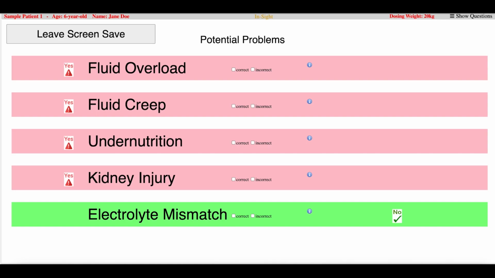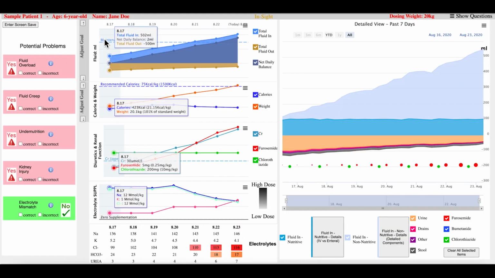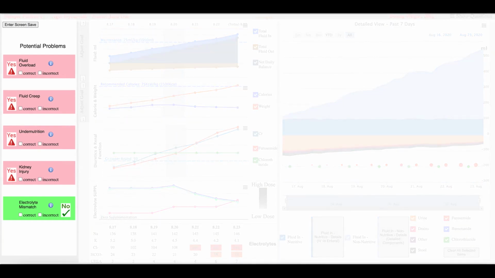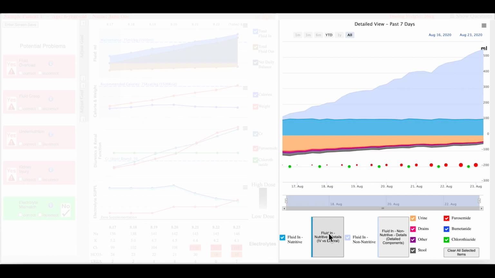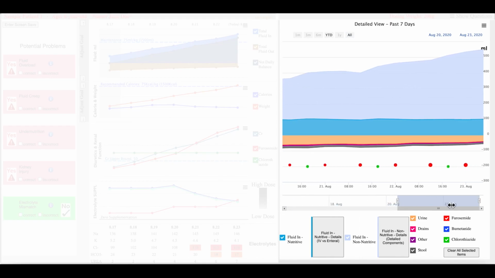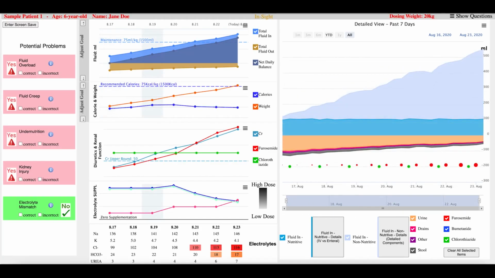Here, with a more detailed dashboard of patient aggregated data, we call this view the at-a-glance view. Note that the list of potential problems is still visible here on the left, and on the right, we have an interactive visualization dashboard that shows the 5 most vital aspects of patient fluid and nutrition status. The details panel here shows a detailed breakdown of the intake and outputs of the patient, which is useful to further understand fluid balance in patients.